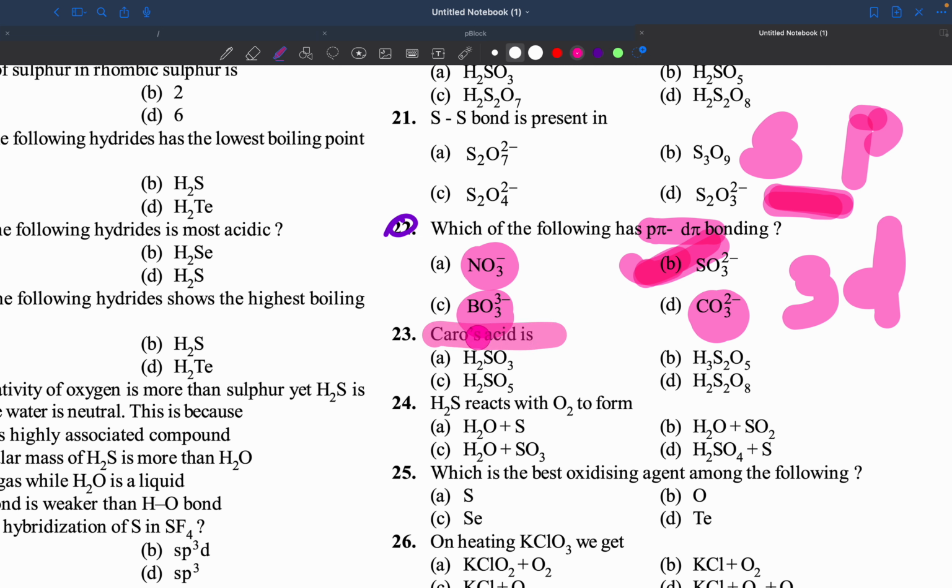Next, Caro's acid, peroxysulfuric acid. Peroxydisulfuric acid is known as Caro's acid.